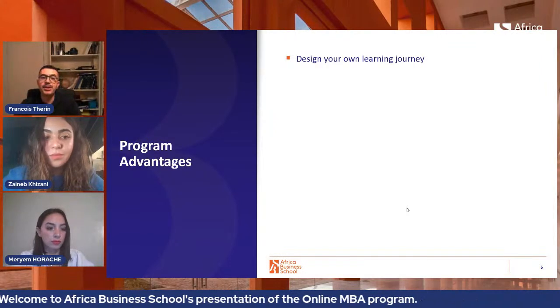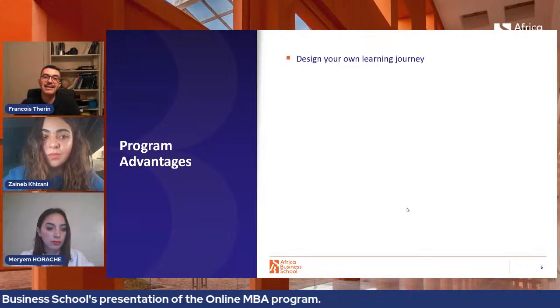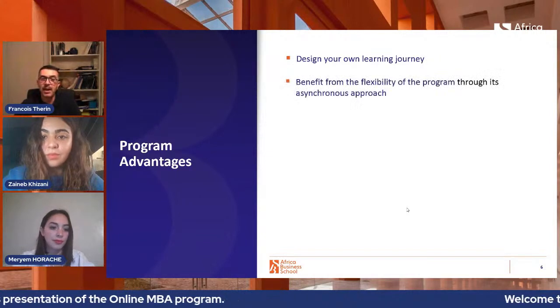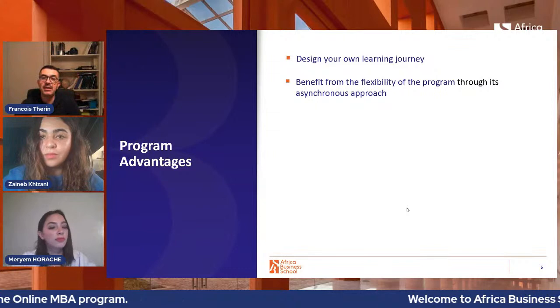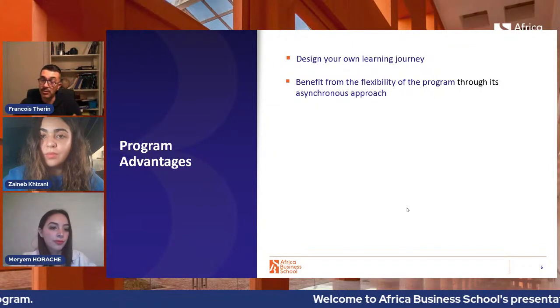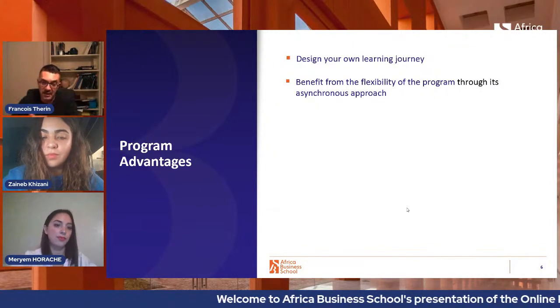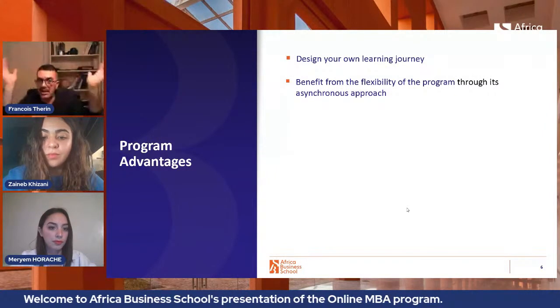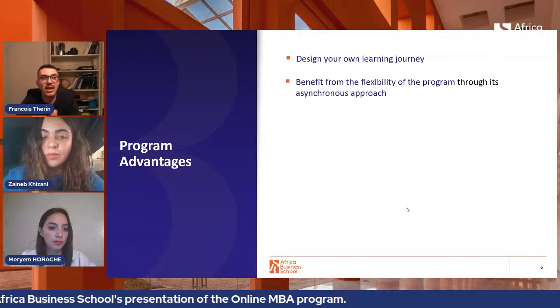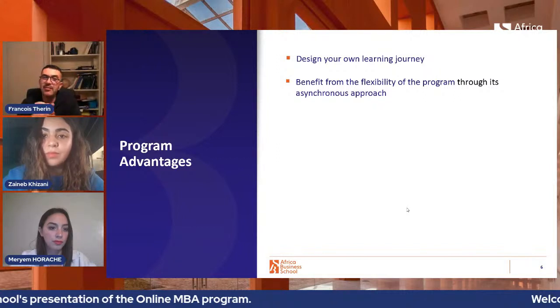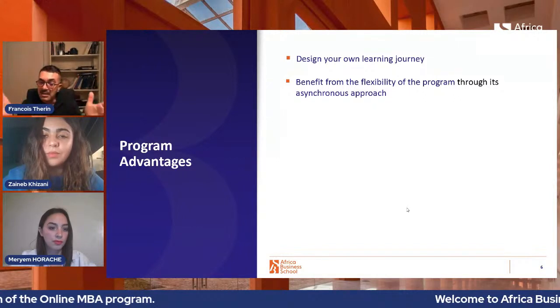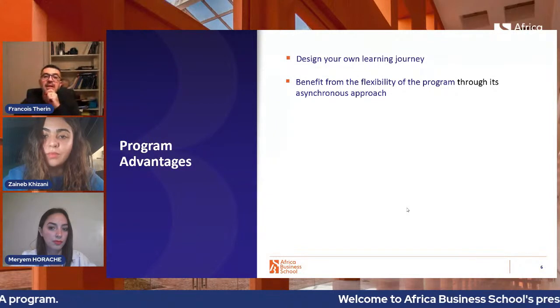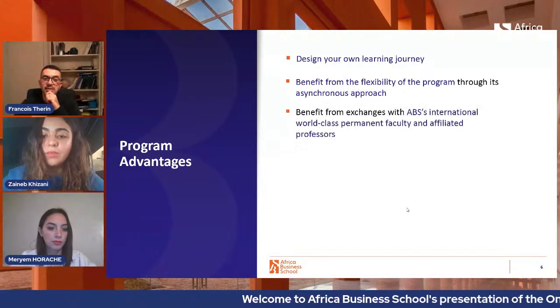As Zainab mentioned a few times, and Miriam also, you can design your own learning journey. You can benefit from the flexibility of the program. It's asynchronous, so you still all start together and finish together. You are still evaluated, so it's not something you can do without being motivated and committed. But inside that, there is some flexibility through the asynchronous model.